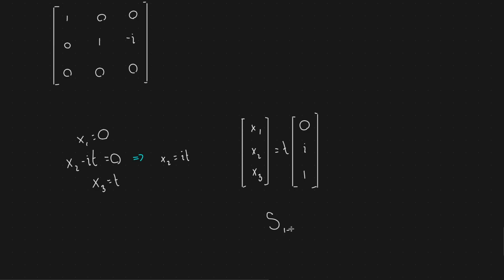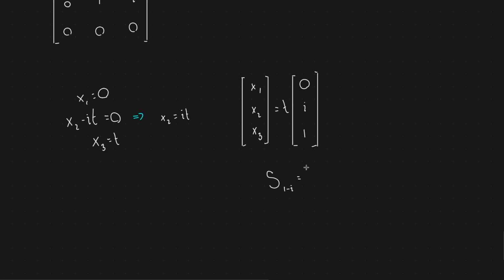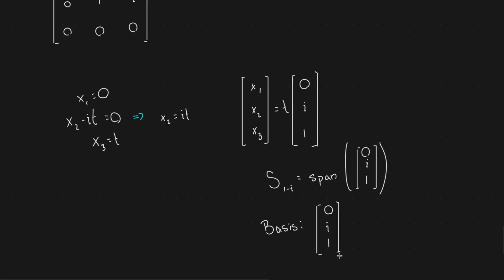The eigenspace for eigenvalue 1 minus I, and I just wanted to double check that that is the eigenvalue, it is, is the span of 0, I, 1. The basis for this eigenspace, which is what the problem was really asking for, is this vector right here, 0, I, 1. And we found the eigenvalues and a basis for the eigenspace for each eigenvalue for this matrix.